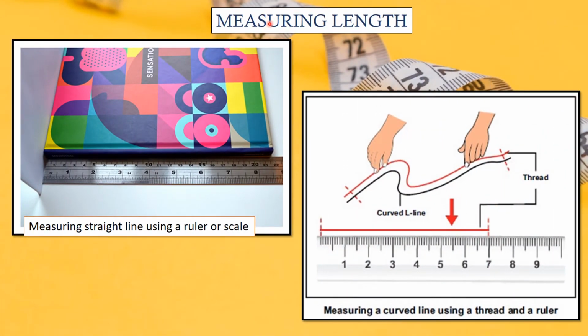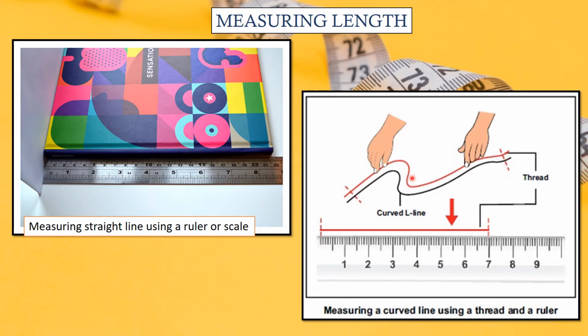Measuring length. We can measure the length of a straight line using a ruler or a scale. But to measure the length of a curved line, we need thread and a ruler. Take a thread and tie a knot near one end of the thread and place it on the curved line from where it starts, and then put an ink mark on the thread where the curved line ends.